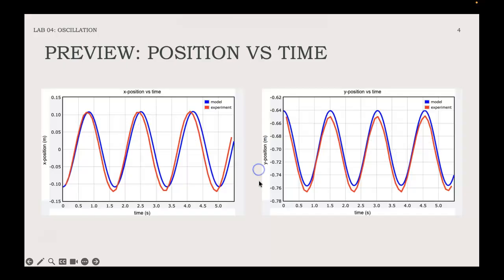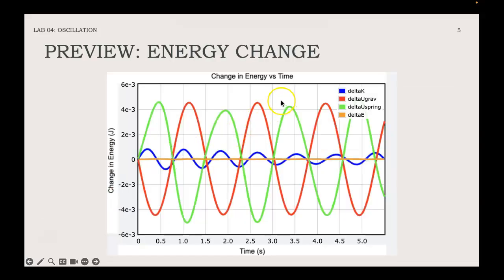Just quickly, a results preview. Here we have our outputted x position and y position versus time graphs, and you can see that our model, which is in the blue, and our experimental or observed data, which is in the red, are quite similar on both counts. There's some slight deviation, which we'll elaborate on later. Additionally, we plotted our energy change right here. You can see it does represent the energy principle. We'll get into that later as well, where this orange line shows a zero change in total energy.